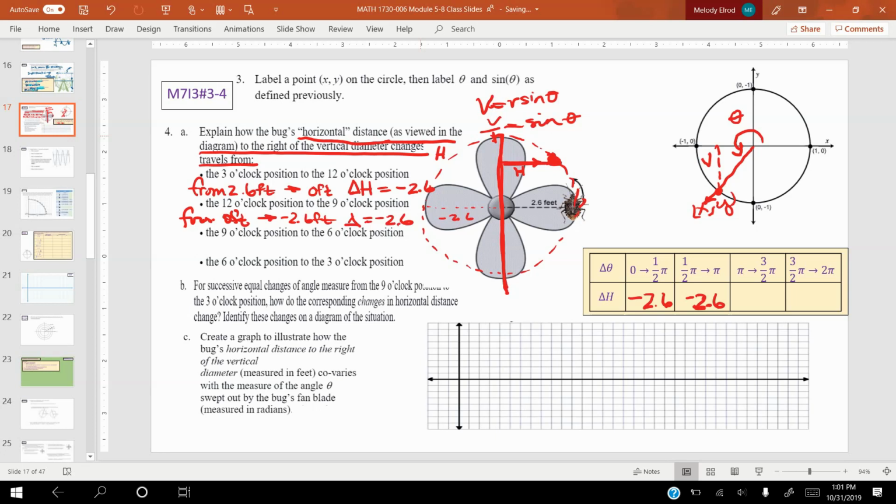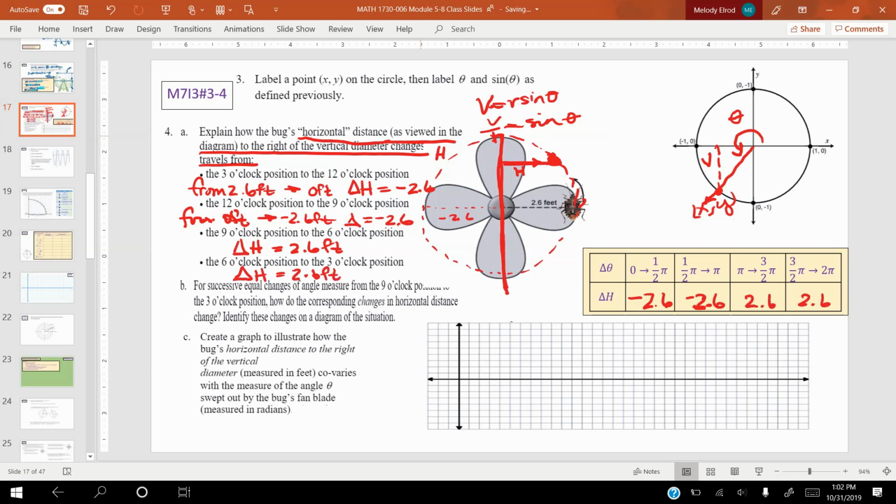From the 9 o'clock position down to the 6 o'clock position, we're going from being at negative 2.6 back to 0. So that's a change in H of positive 2.6. And then the same thing happens as we move from the 6 o'clock position back over to the 3 o'clock position. We're getting further away from that vertical diameter, so that change in H is positive 2.6 again. So we've got 2.6 and 2.6.